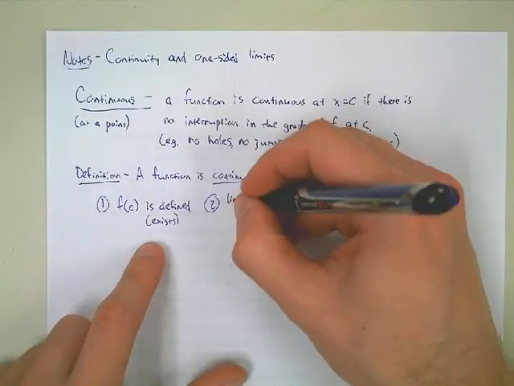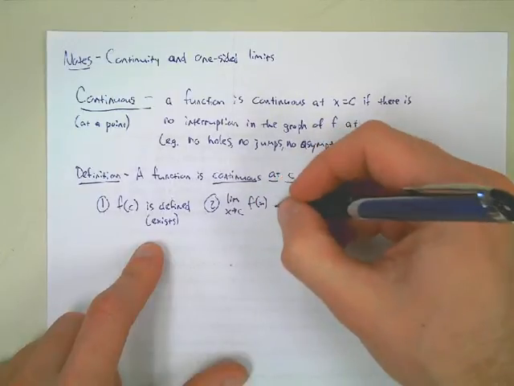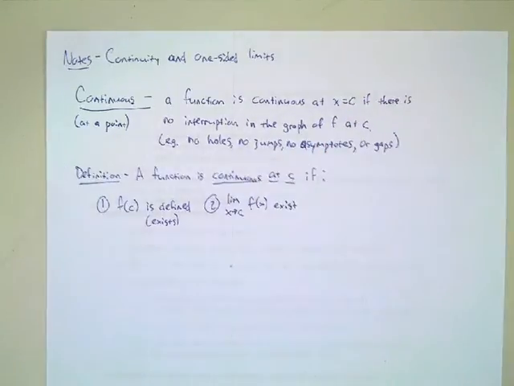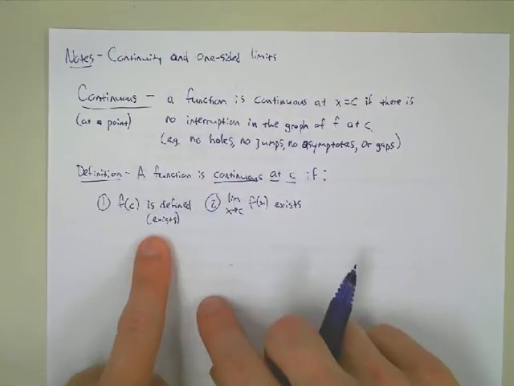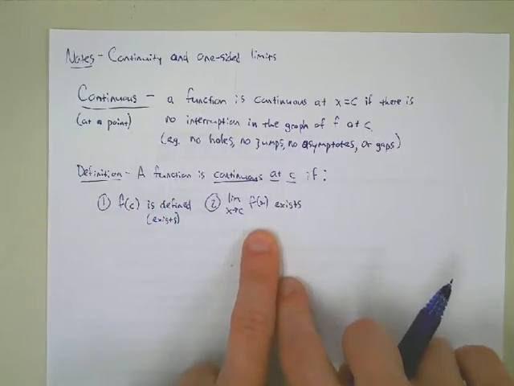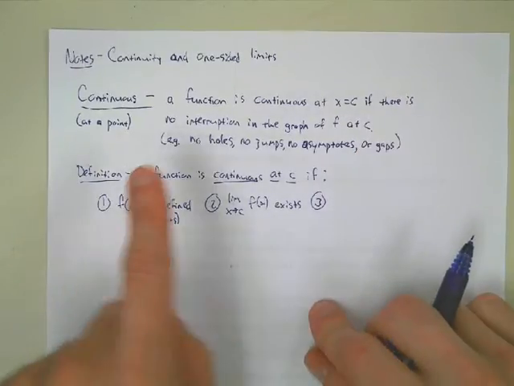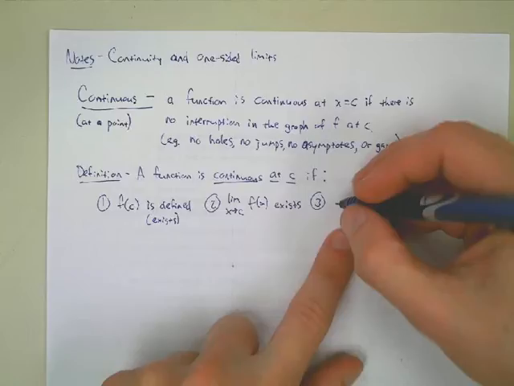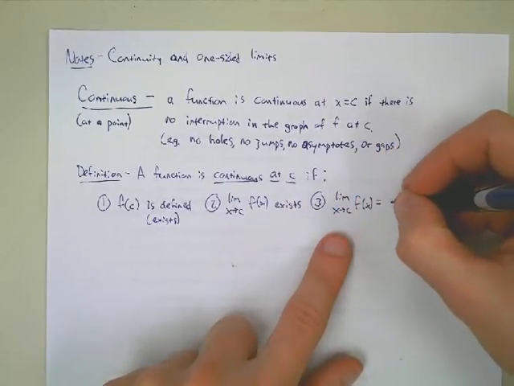2, as you approach c, the limit as x approaches c of the function must exist. Or again, you can say defined. The limit as x approaches c of f of x exists. So at c, the function must have a value. As you approach c, the function must have a value. And then third, the function value must exist, the limit must exist at c, and then finally, the limit value must be the same as the function value.